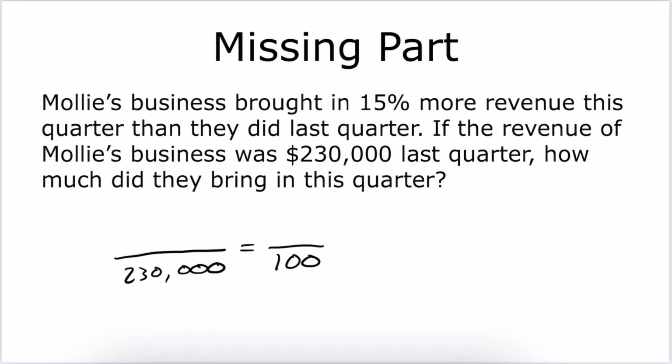So you can either solve this as finding 15% and then adding that to last quarter's, or another way to do it is you can say that Molly's business brought in 115% because it brought in all of the revenue from last quarter plus 15 more percent. So I'm going to solve it this way, but some of your students may like it better if you find out what 15% is and then add that to the 230,000. Either way will get you the same answer, but I'm going to solve it this way.